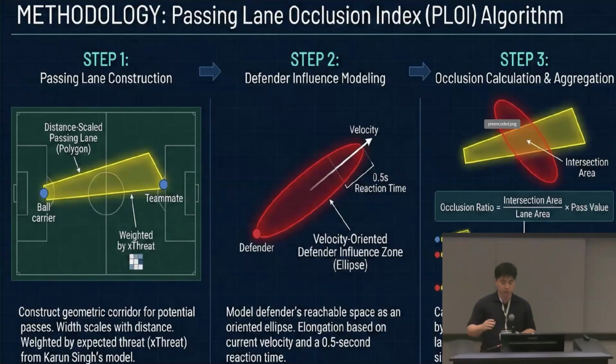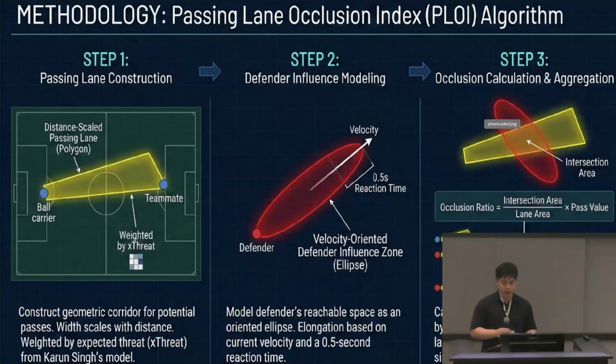Each defender gets a velocity-oriented ellipse, basically where you could realistically affect space within that next moment. The key parameters here are a reaction time of half a second, a stationary reach of 1.5 meters, and a cap speed bonus around 3 meters. The ellipse stretches more along the movement vector than sideways, because obviously you can run forward faster than you can go left or right.